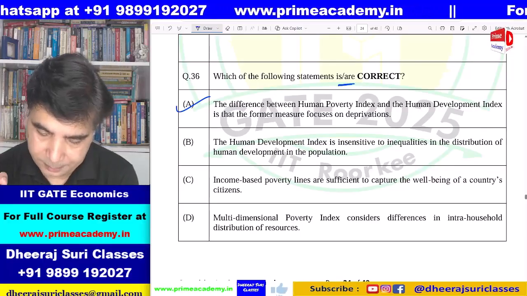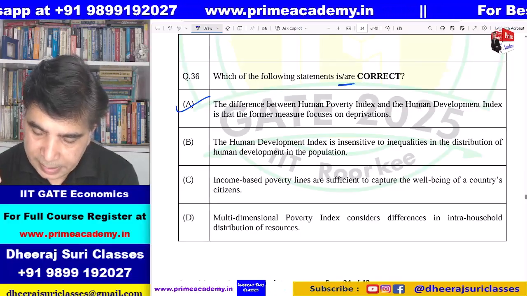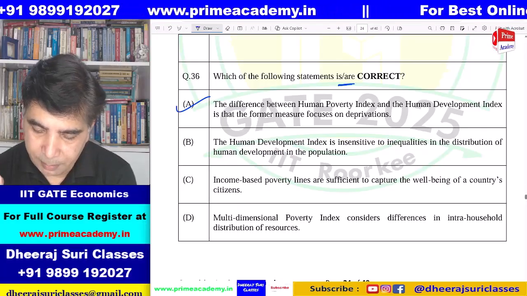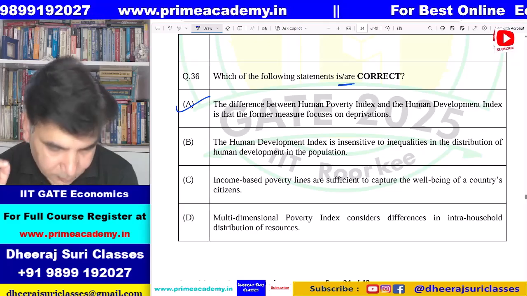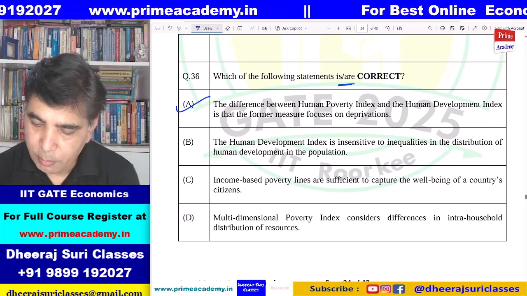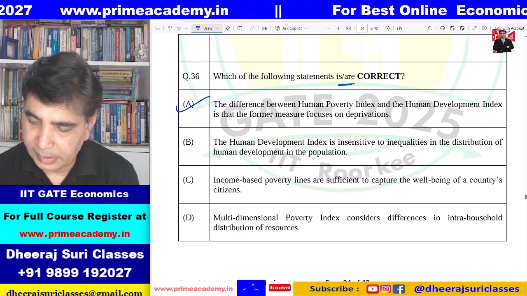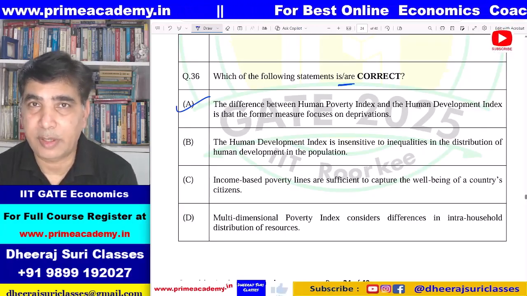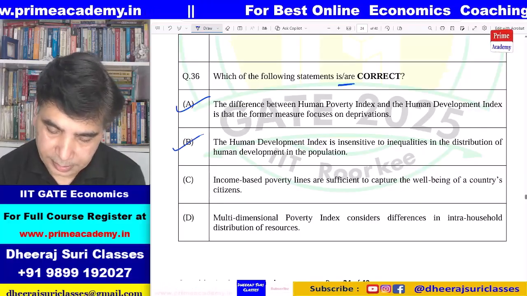Okay, A is correct. B: Human Development Index is insensitive to inequalities in the distribution of human development in the population. When I say Human Development Index, I am not considering the inequalities in human development in the population. Certainly, I am not considering that. So B is also a correct answer.